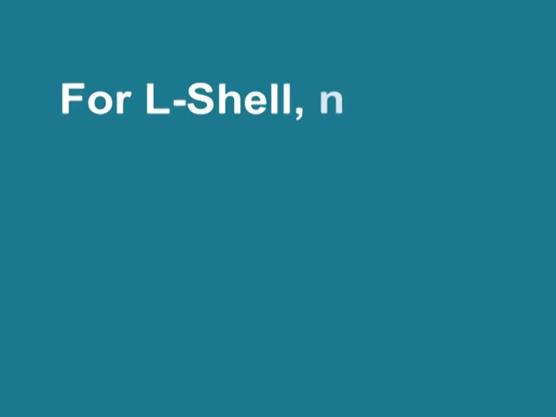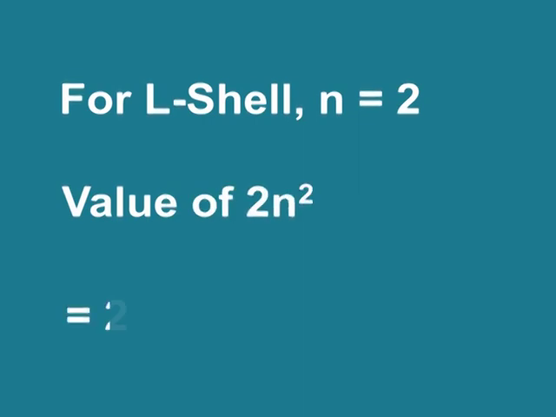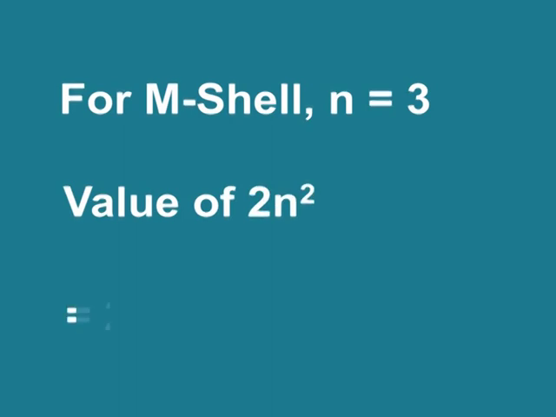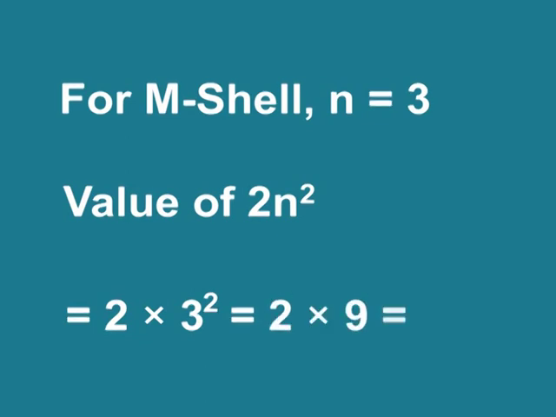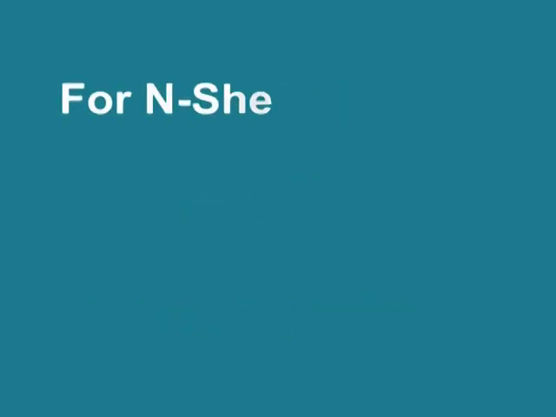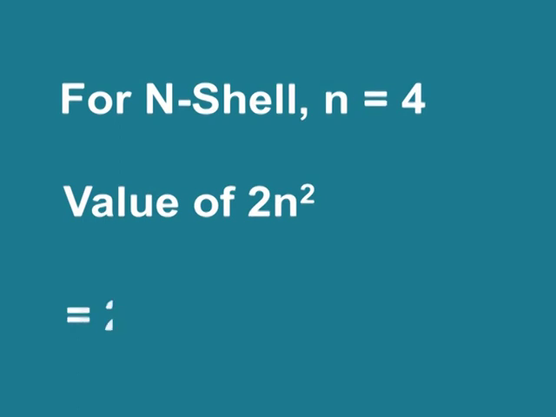For L shell, n is equal to 2. Value of 2n² is equal to 2 multiplied by 2 squared, which is 2 into 4, equal to 8. For M shell, n is equal to 3. Value of 2n² is equal to 2 multiplied by 3 squared, which is 2 into 9, equal to 18. For N shell, n is equal to 4. Value of 2n² is equal to 2 multiplied by 4 squared, which is 2 into 16, equal to 32.